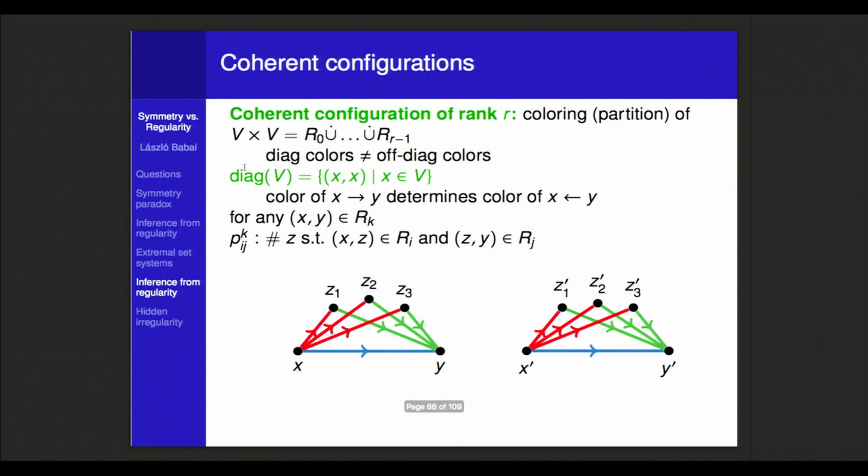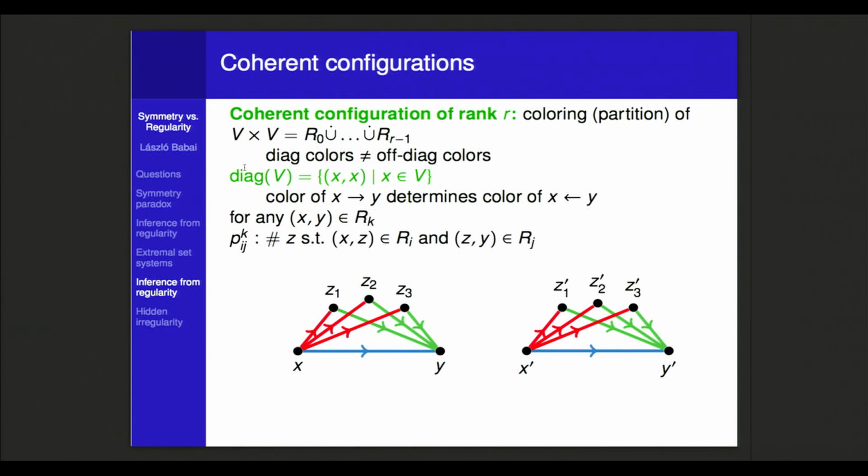Okay, so let's go back to coherent configurations. So here is the definition of a coherent configuration. We take a set of vertices V, and then we partition V cross V. Now, it is required that diagonal colors and off-diagonal colors are different, so the vertices get colors, and the pairs of vertices that are distinct also get colors, and it is required that the color of x to y determines its reverse. Okay, so if I look at one of these relations, any one of these relations is either a symmetric relation or its inverse is also one of the relations.